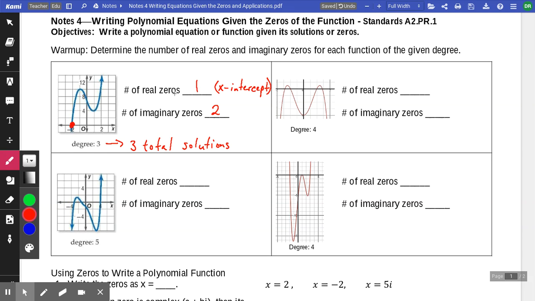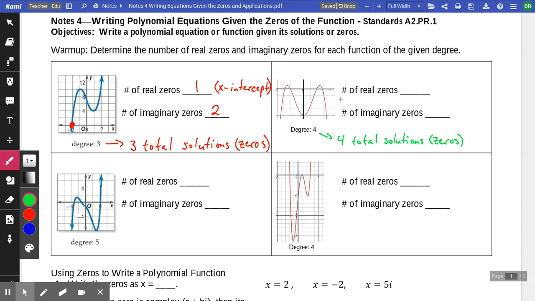Okay, so that's what we're going to relate to in terms of a graph. How many real solutions are represented? How many imaginary solutions would there have to be as well, even if we don't know what they are just yet? Okay, so let's look at another case here. We have a degree 4 polynomial, which typically would make some sort of W shape. In this case, it's been flipped over, so it's more like a capital M. So we have degree 4, which should have 4 total solutions, which are also zeros.